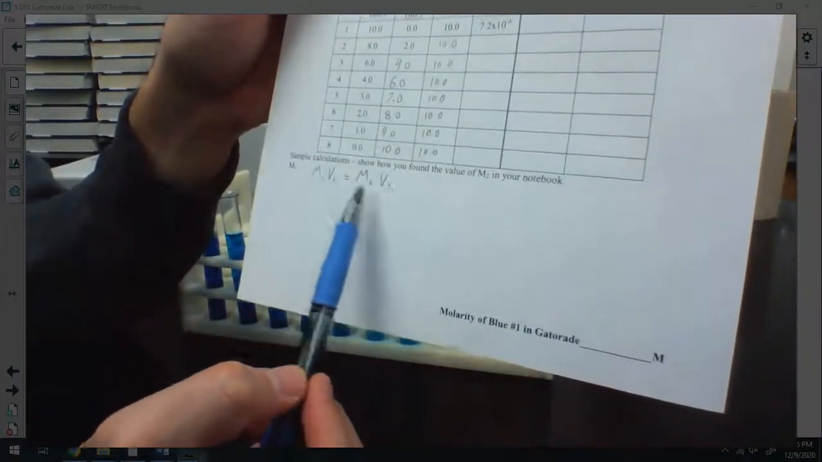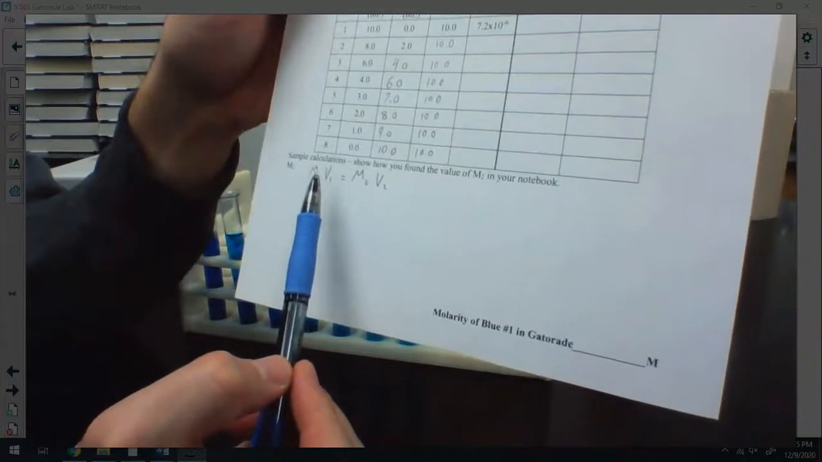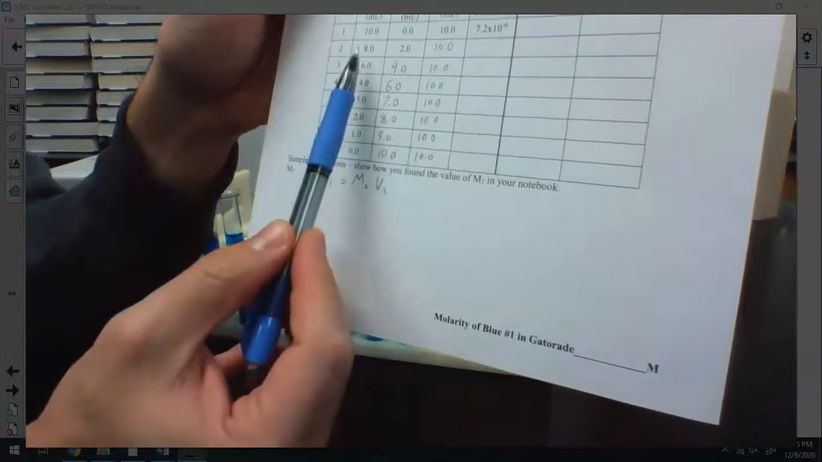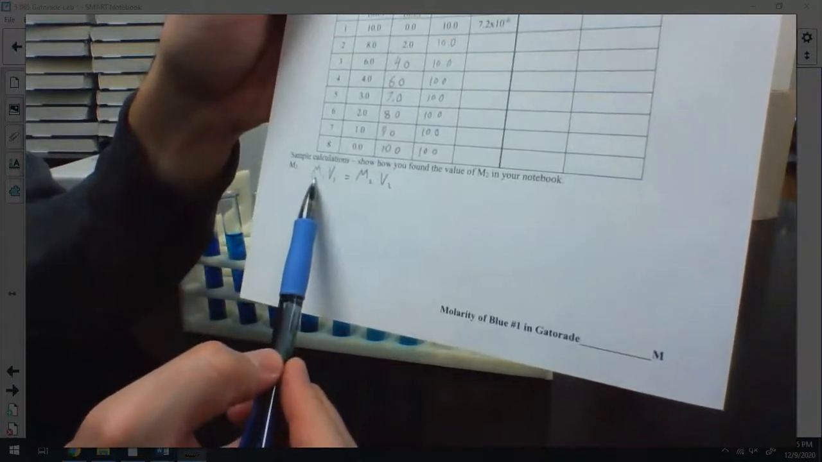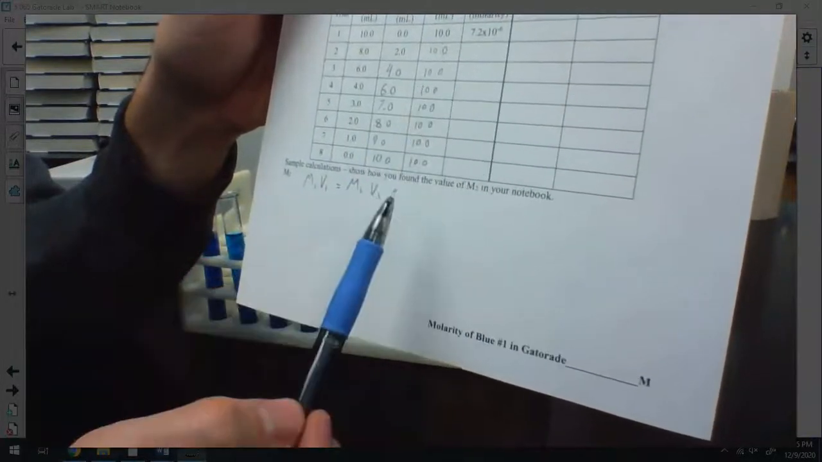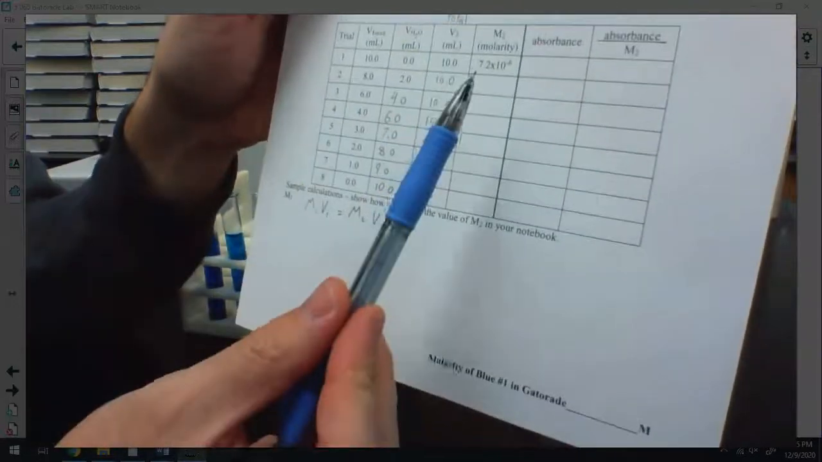Okay. And as long as the volumes on both sides are the same unit, it doesn't matter. So we can absolutely use milliliters. For the second one, I would plug in 7.2 times 10 to the negative 6 multiplied by 8 equals M2, which I don't know, multiplied by 10. And then I would just solve for M2 and get the molarity. Okay? So please do that calculation for each of these. Let's go to the next step.